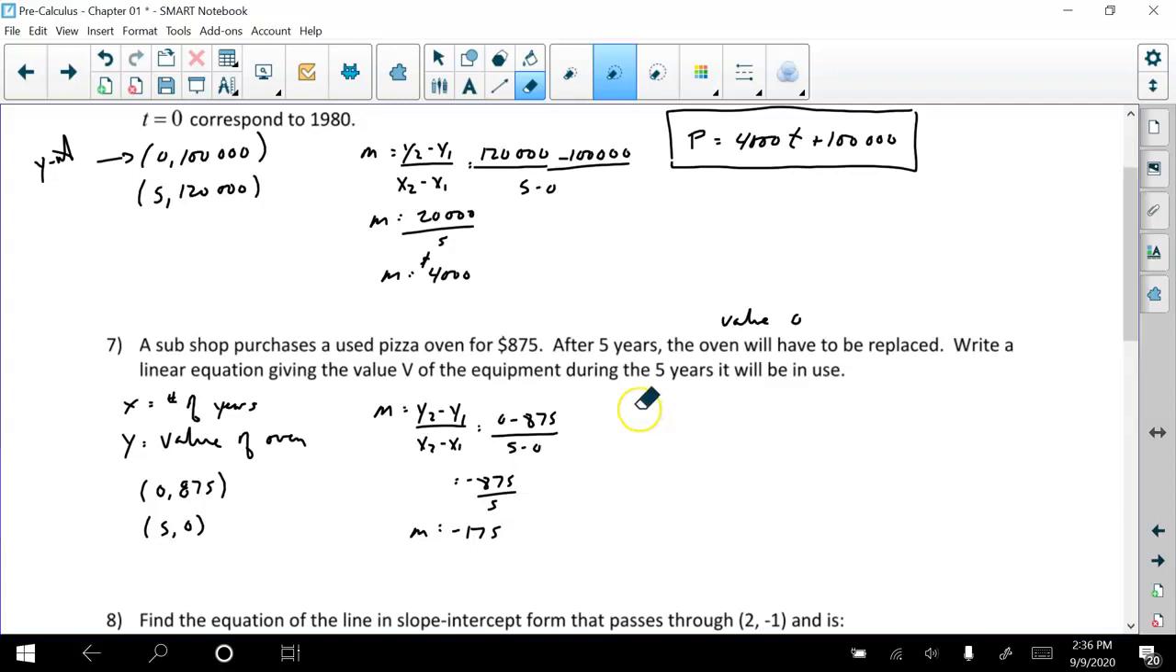So our equation, y equals negative 175x plus 875. That slope is negative because it's decreasing in value each year. Once again, you want to think about writing as ordered pairs and picking out a good year 0 so you get that y-intercept for free, basically.